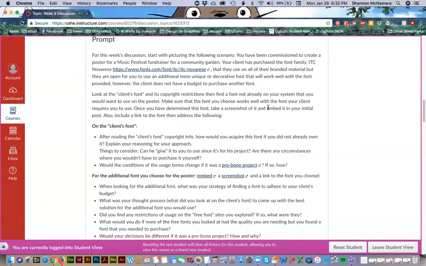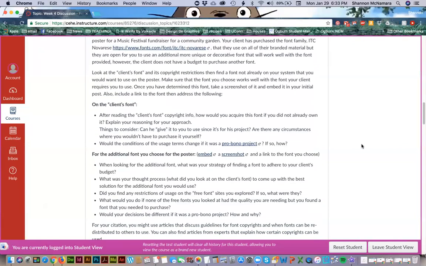Look at the client's font and its copyright restrictions, then find a font not already on your system that you would want to use on the poster. Make sure that the font you choose works well with the font your client requires you to use. Once you have determined this font, take a screenshot of it and embed it in your initial post. Also include a link to the font, then address the following. And remember, this can't be a font that you already have on your machine.